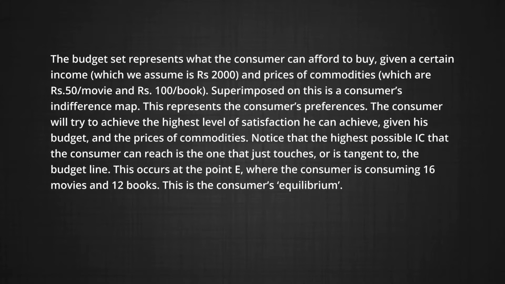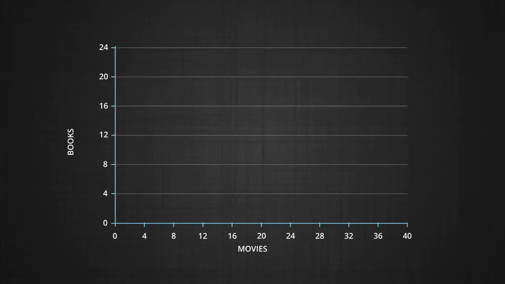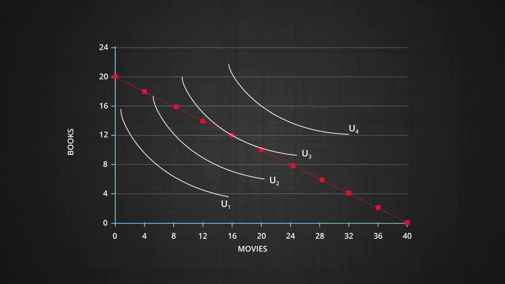The budget set represents what the consumer can afford to buy given a certain income, which we assume is rupees 2,000, and the prices of commodities, which are rupees 50 a movie and rupees 100 a book. Superimposed on this is a consumer's indifference map. This represents the consumer's preferences. The consumer will try to achieve the highest level of satisfaction he can achieve given his budget and the prices of commodities. Notice that the highest possible indifference curve that the consumer can reach is the one that just touches or is tangent to the budget line.